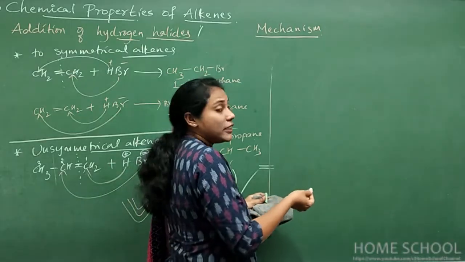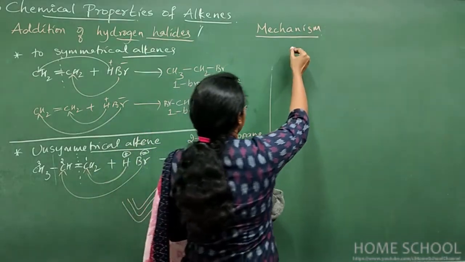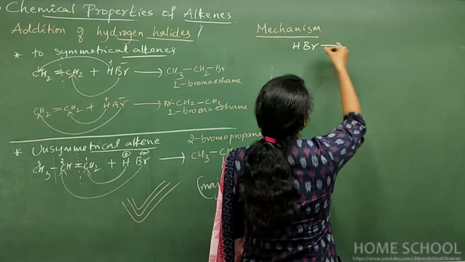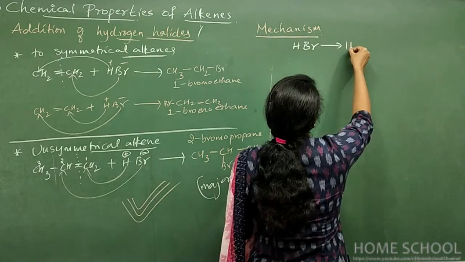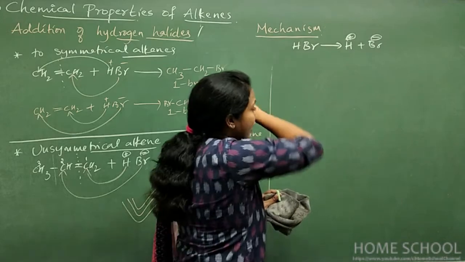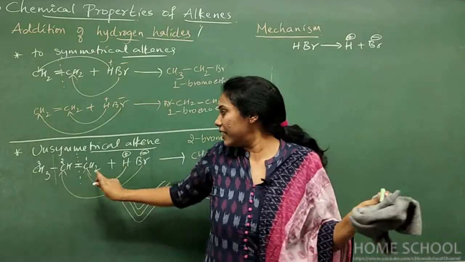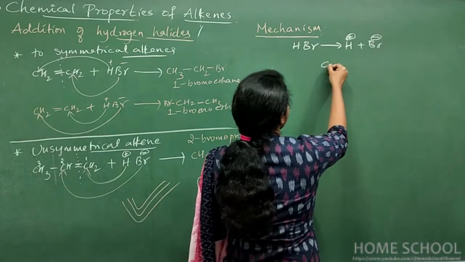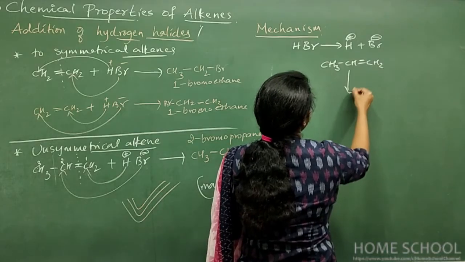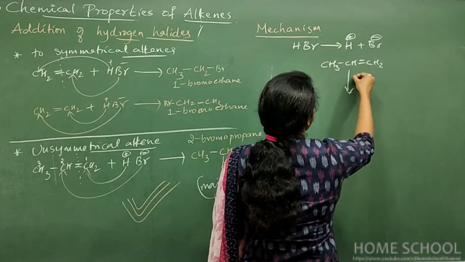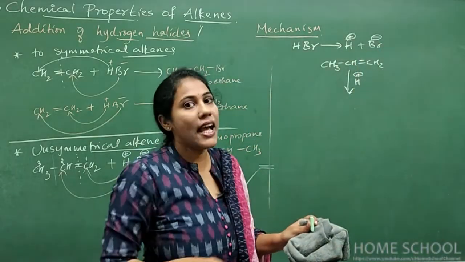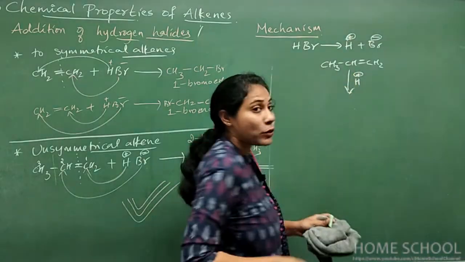See guys, it's very important to understand the mechanism. Understand carefully. Initially, the HBr that you took for the reaction will ionize. So this bond breaks and you will get H plus ion and Br minus ion. Now this propene, the alkene I took, comes into the picture: CH3, CH, double bond, CH2. For this, H plus is added first. Both of them will not get added at the same time; the ions get added one by one. So first the H plus ion will try to get added.